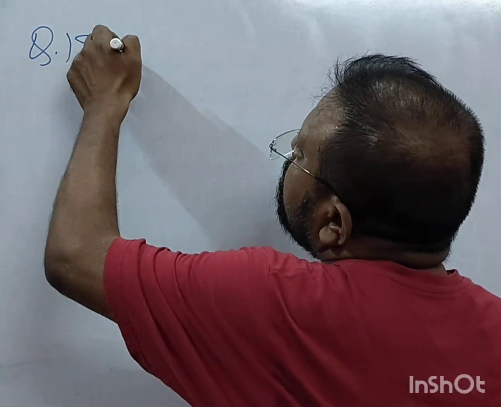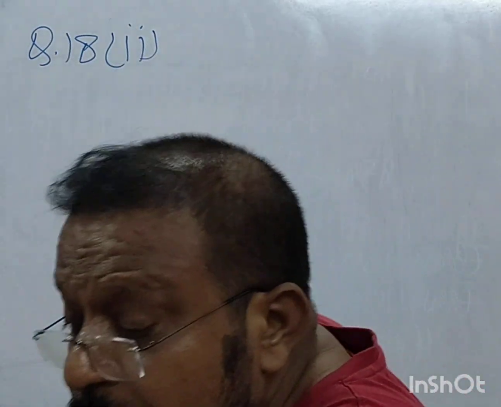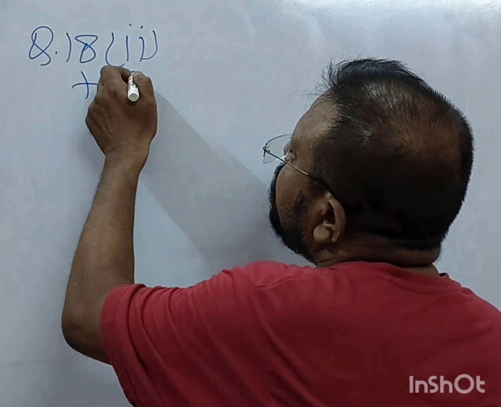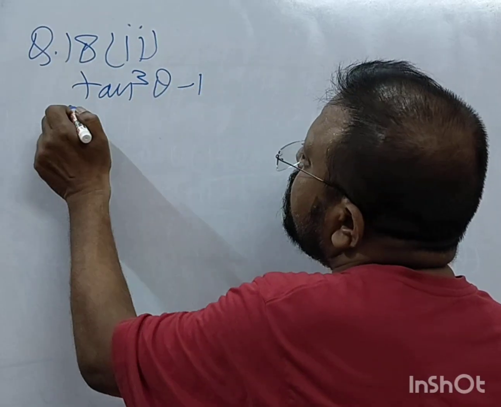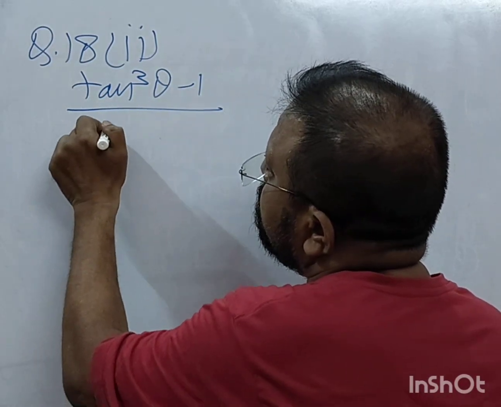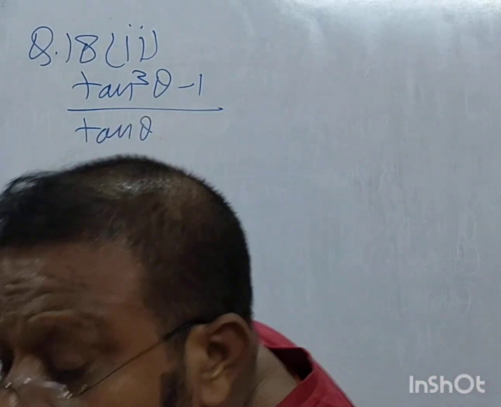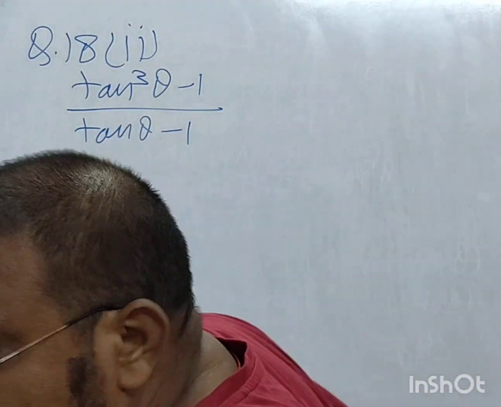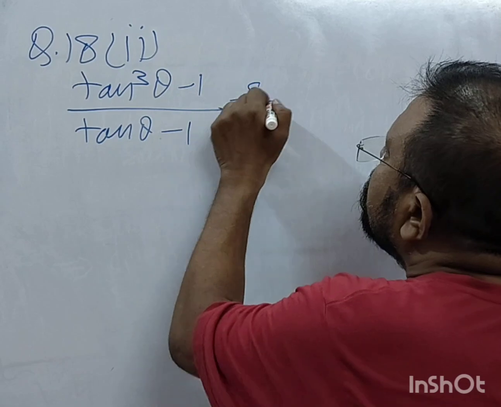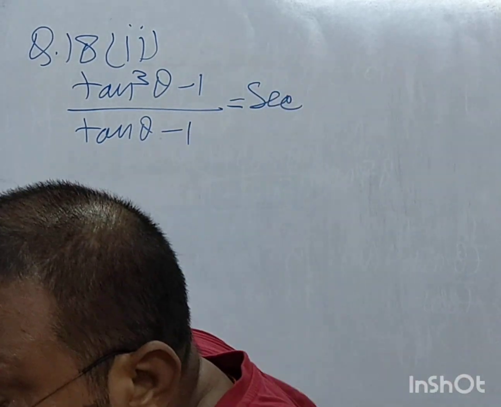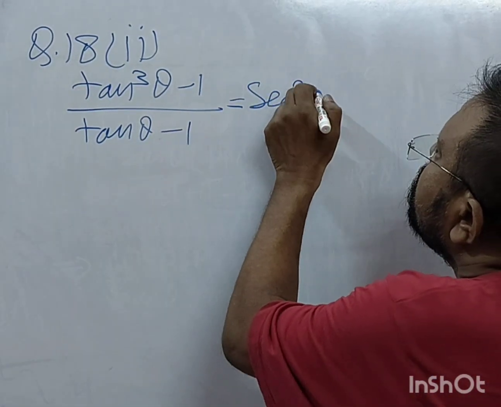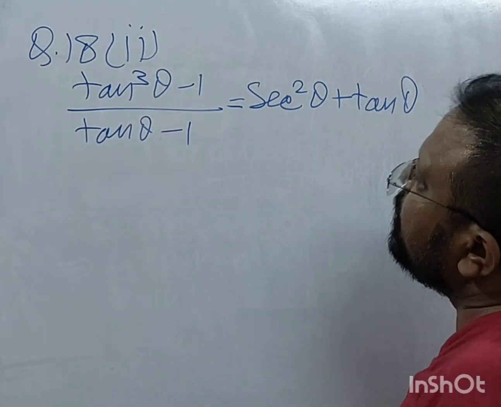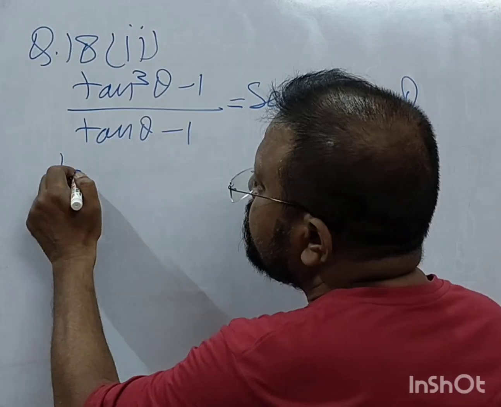Question number 18, second part. (tan cube theta minus 1) upon (tan theta minus 1) is equal to sec square theta plus tan theta. So you have done this?